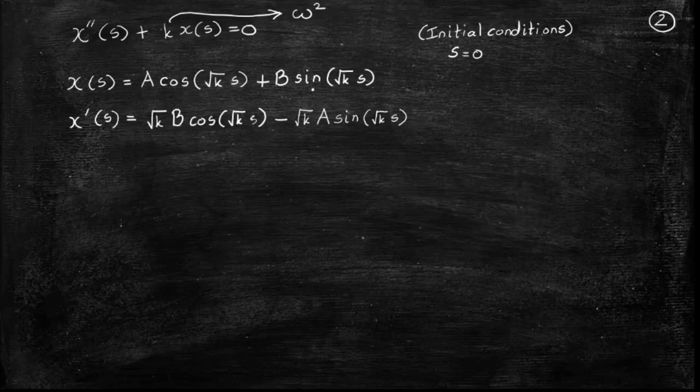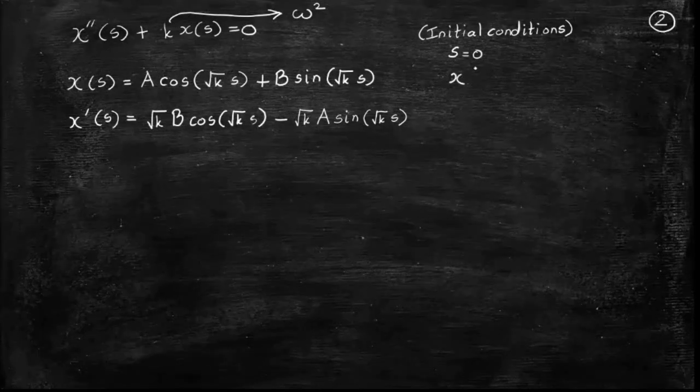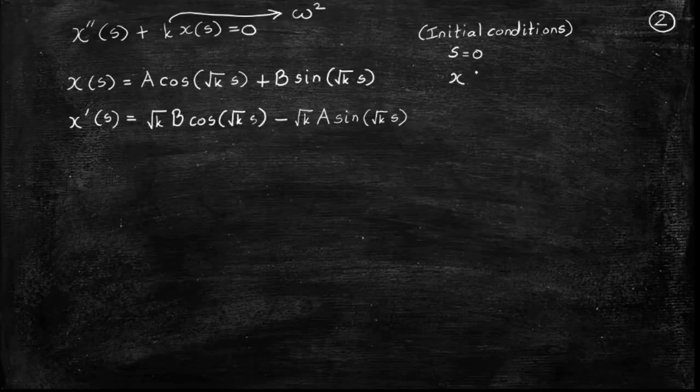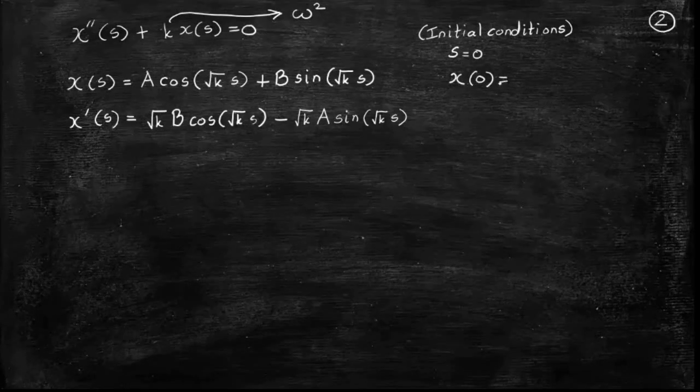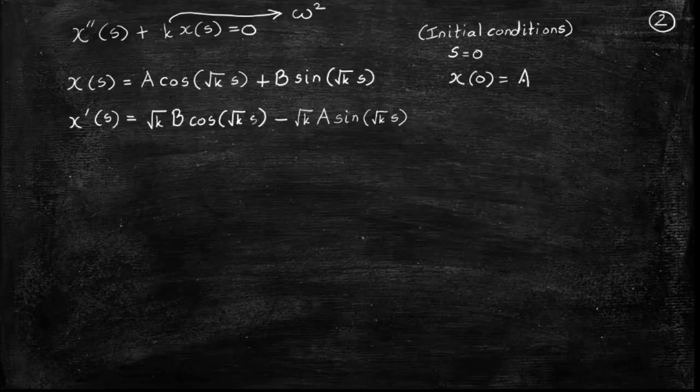When you put s equal to 0, what will you get? What will be the result of the first equation? So x of 0 is equal to a. Excellent. x of 0 is equal to a. And what about x prime at 0? So root k times b. Excellent.